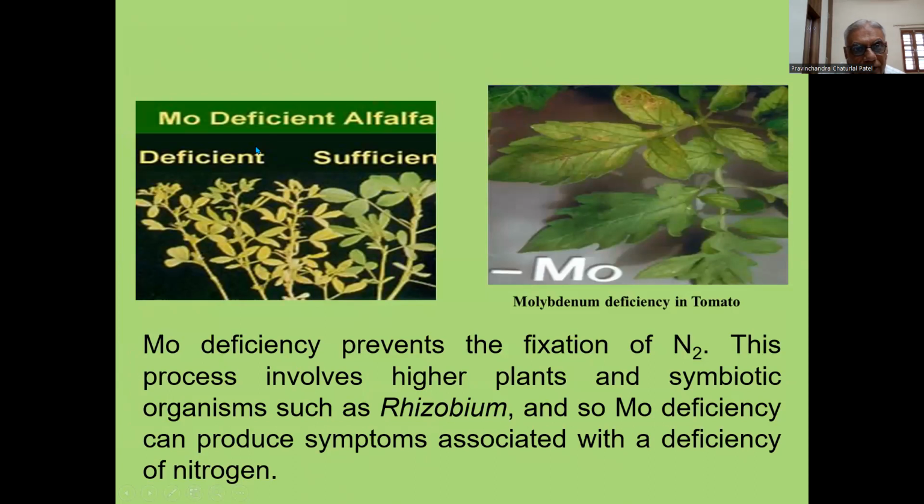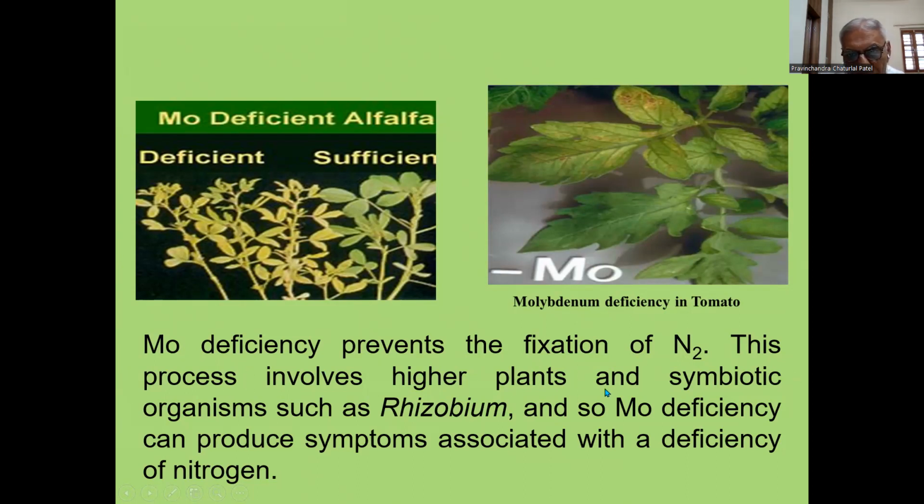Then again you can see that molybdenum is also important. Molybdenum deficiency in alfalfa: here is a deficient plant and a plant sufficient in molybdenum. Molybdenum deficiency in tomato plant you can see here. Molybdenum deficiency prevents the fixation of nitrogen. So it is related to nitrogen fixation. Molybdenum is required for better nitrogen fixation.